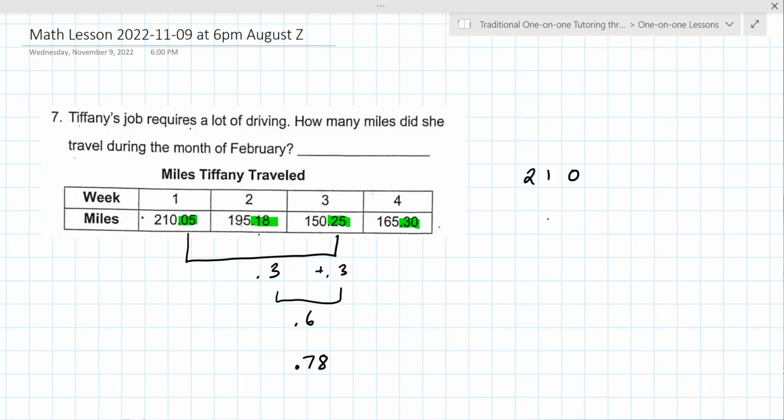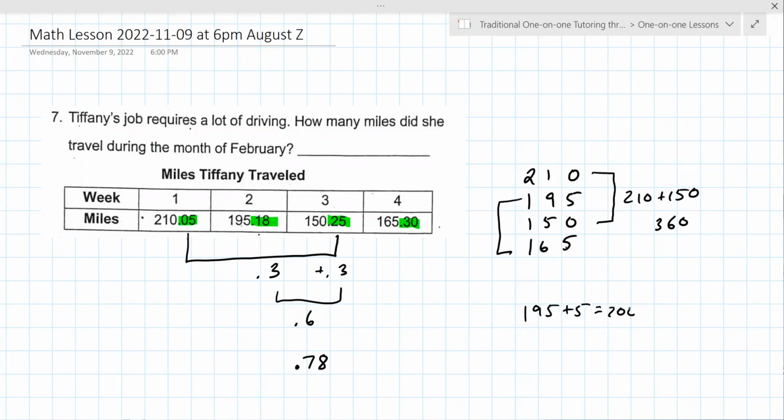You got 210, 195, 150, and 165. And for example, 210 and 150, those add up nicely. That's 360. 195 and 165. The 5 goes with the 195. So 195 plus 5 is 200, plus the 160 gives you 360. So then you add these together and you get 720.78.